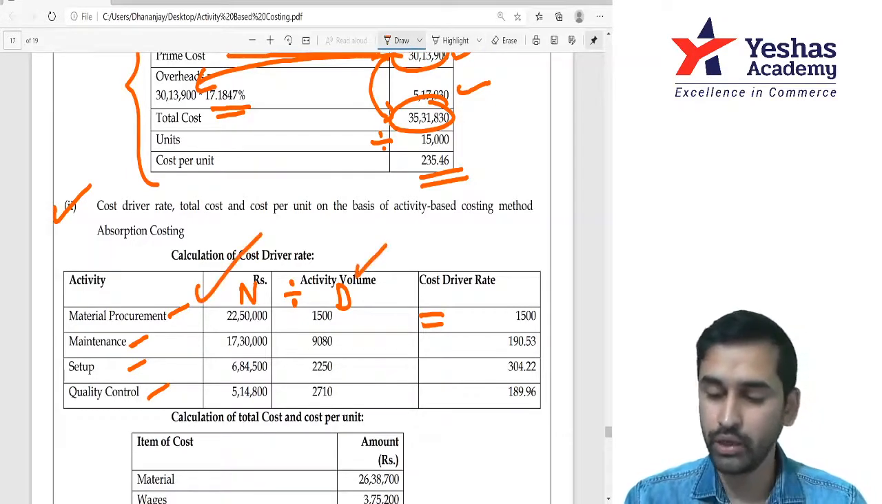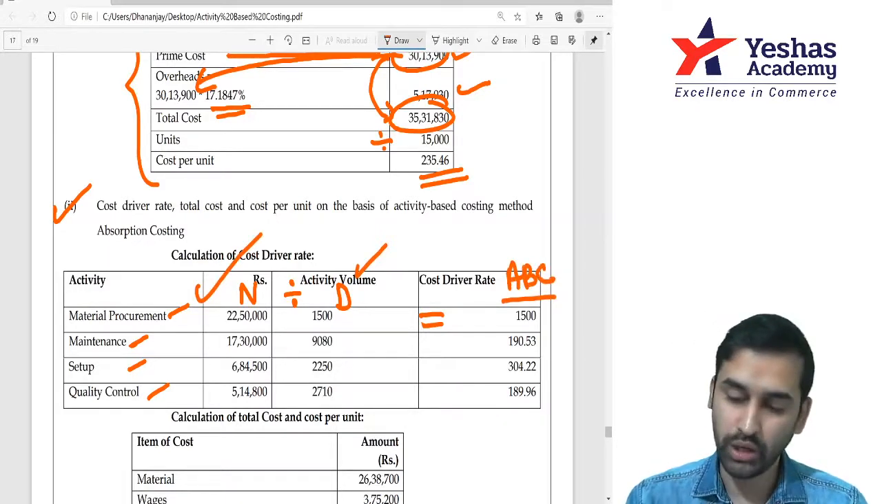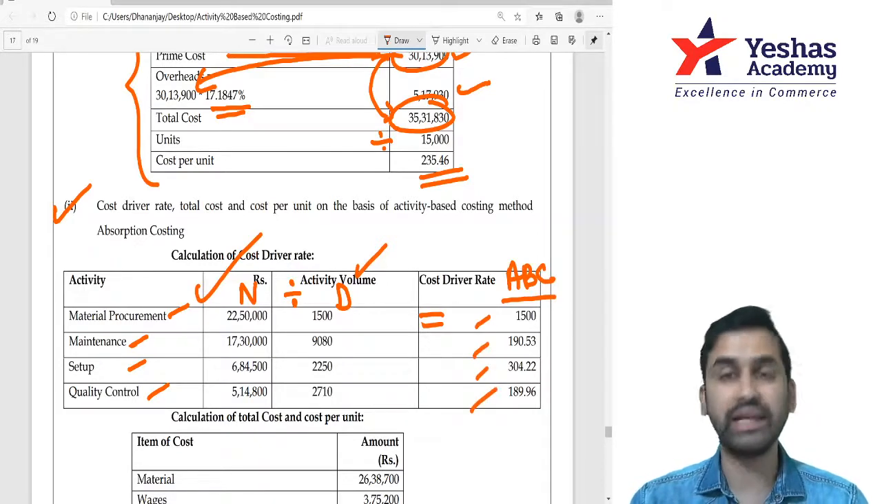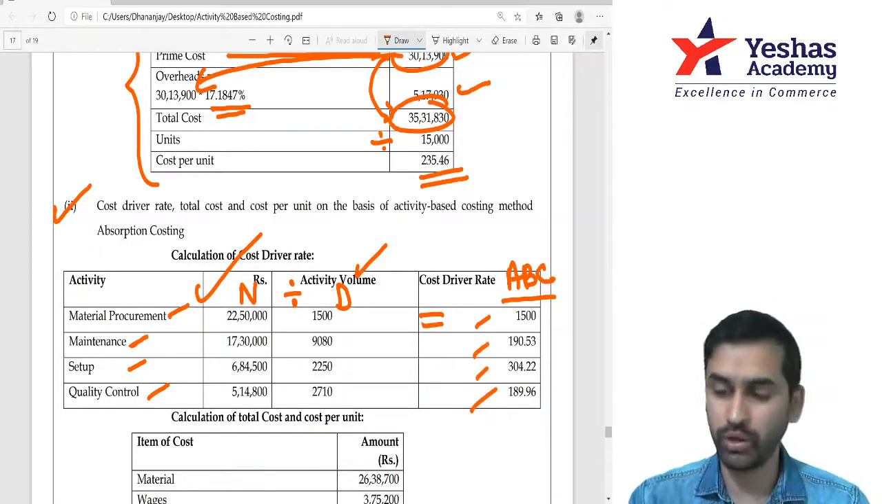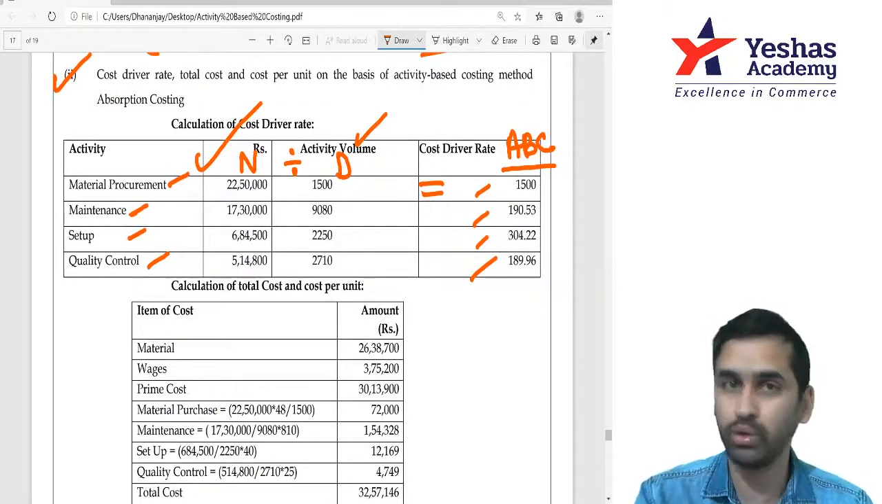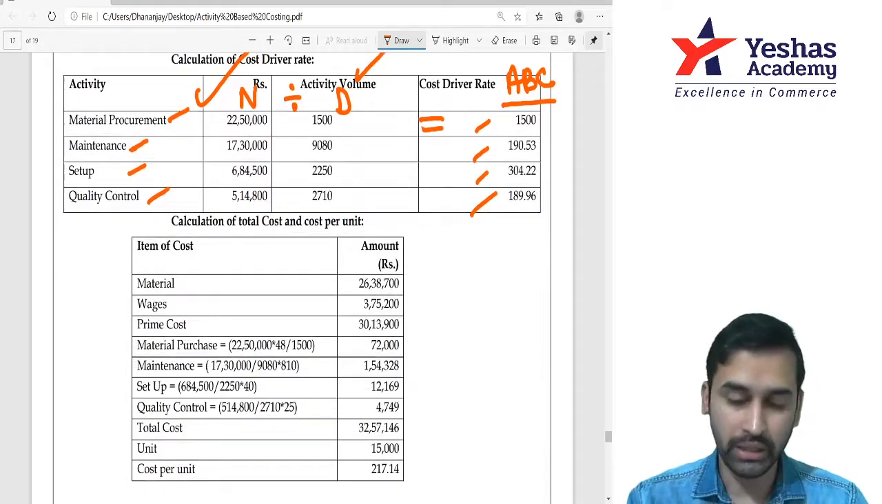Denominator divide. You will get the cost driver rate, or you can write it as ABC rate also. You got 1500, 190, 304, 189. You can round off, I have told you. If you round off, remember, the final answer may not exactly match. That's okay, because you know the reason for the differences: rounding off. And then they prepared a cost sheet.